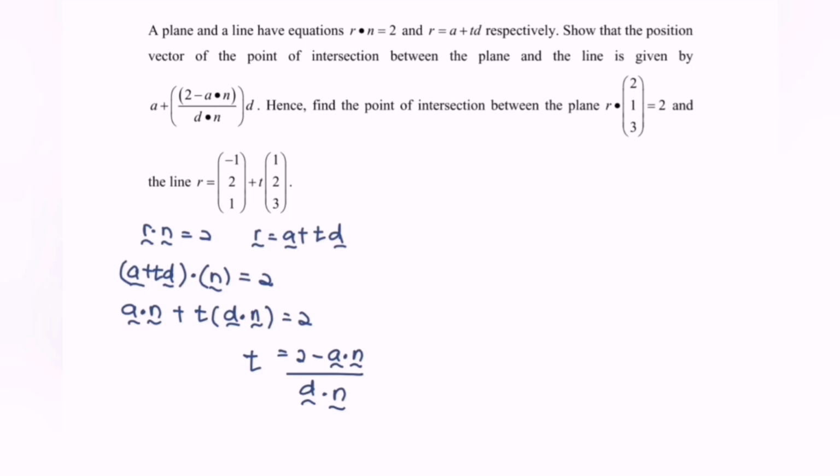So kindly substitute into r equals a plus td. Substitute this situation into this part. So we will have r equals a plus t, where t is 2 minus a dot n over d dot n, multiplied by d. So kindly refer to the situation which we have already shown.